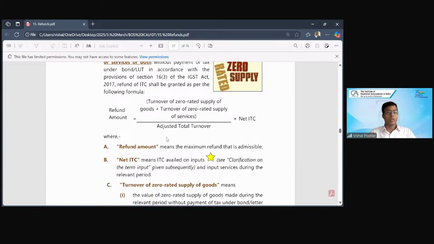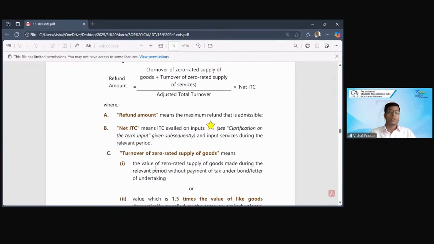Now, what is the meaning of this? First, refund amount means the maximum refund that is allowed. So obviously that is a refund amount. Now, numerator, denominator, and these terms. So what is the definition of net ITC? That is this amount which you are going to multiply. It means ITC availed on inputs. Now there is some clarification on the term inputs that we'll see, and input services during the relevant period.